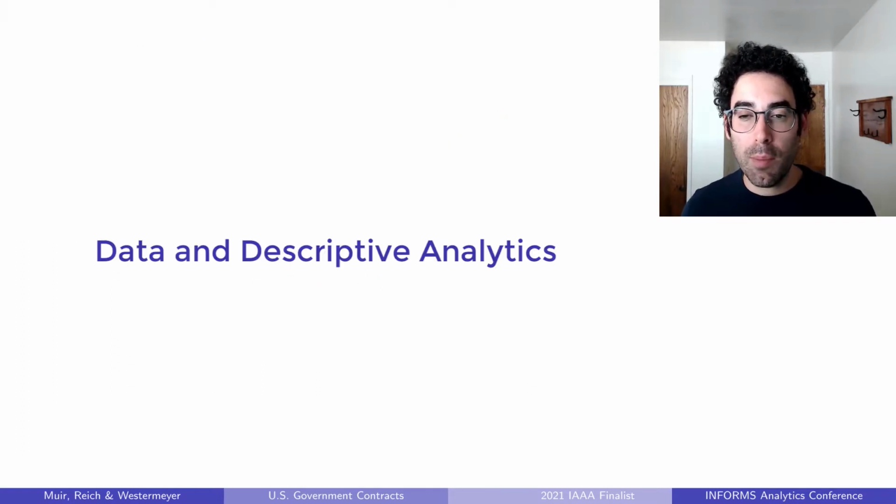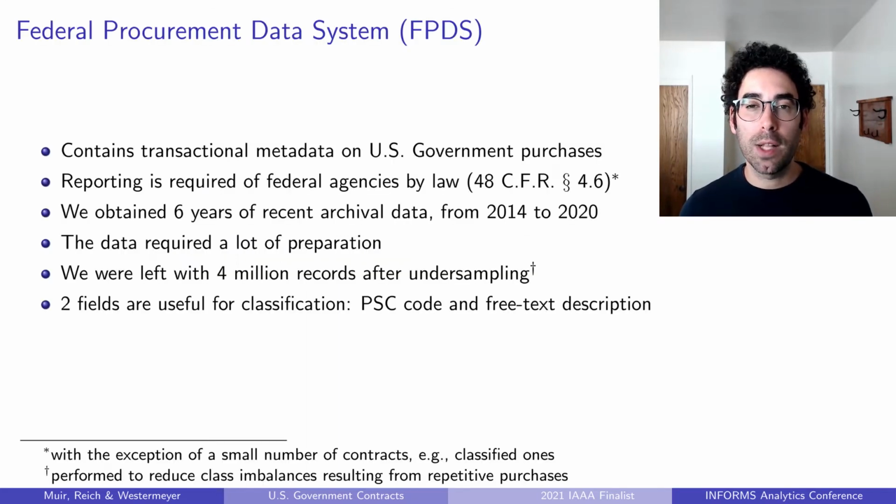So now let's talk about some of the descriptive analytics. To approach this problem of classifying contracts analytically, you need data. And we relied on the Federal Procurement Data System, which contains transactional metadata on U.S. government purchases, and reporting for these purchases is required by law of federal agencies, except in cases where maybe the purchases are classified, so that's a small percentage. But generally speaking, purchases are all recorded in the system.